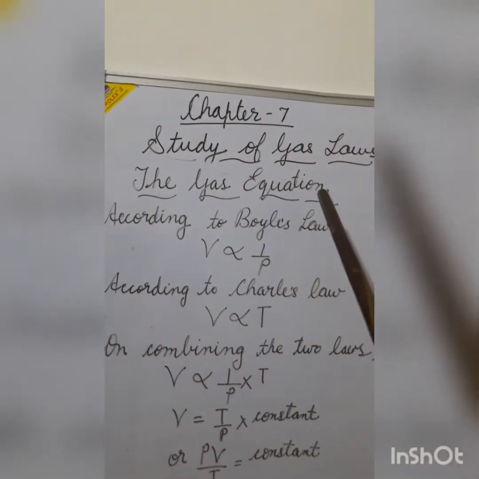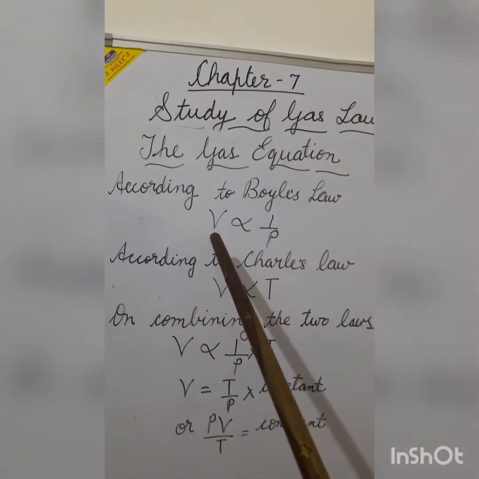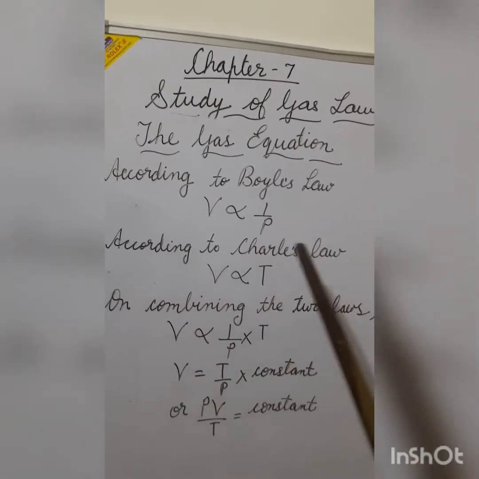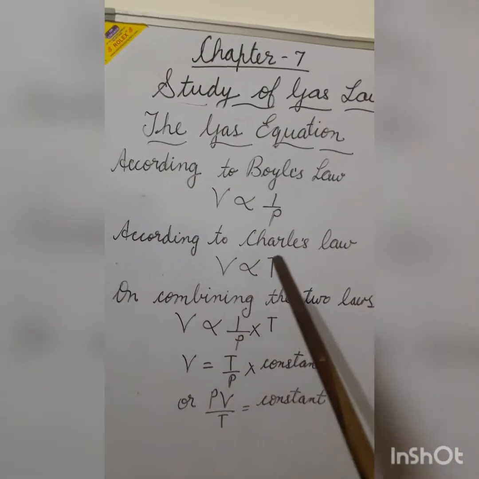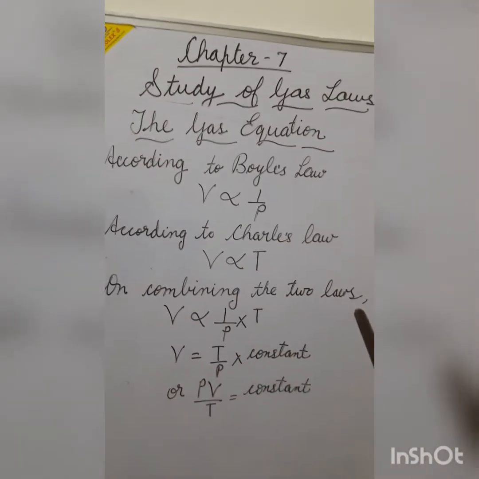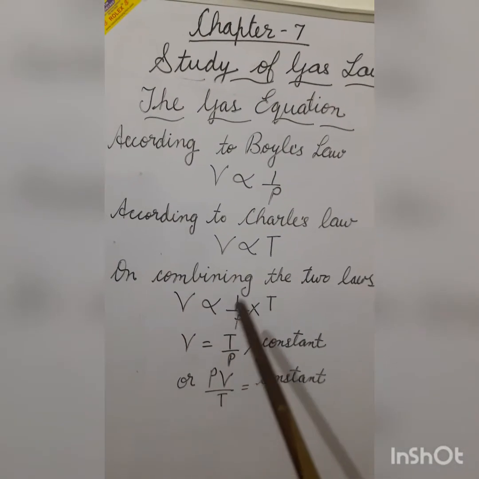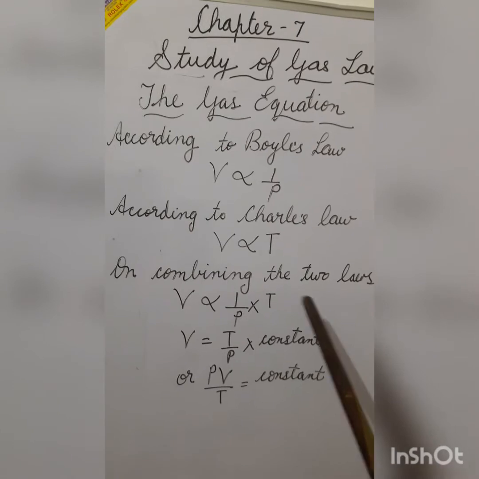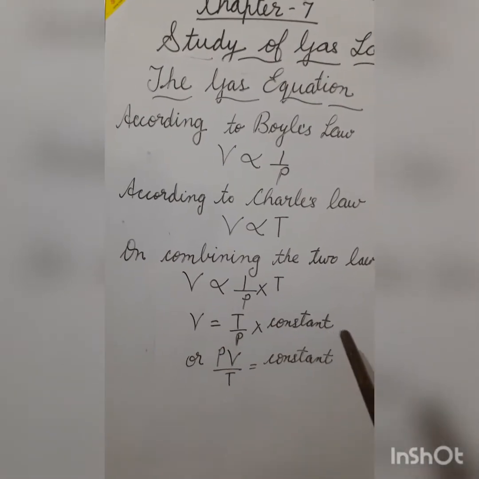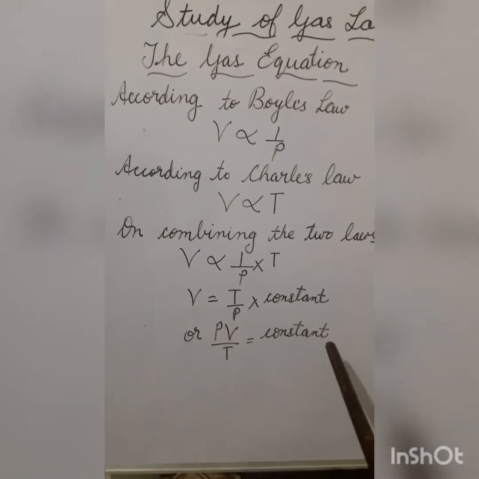The gas equation. According to Boyle's law, which we have already studied, V is inversely proportional to the pressure. According to Charles' law, volume is directly proportional to temperature. On combining both laws, we get V is proportional to T by P. V is equal to constant times T upon P, or PV upon T is a constant.